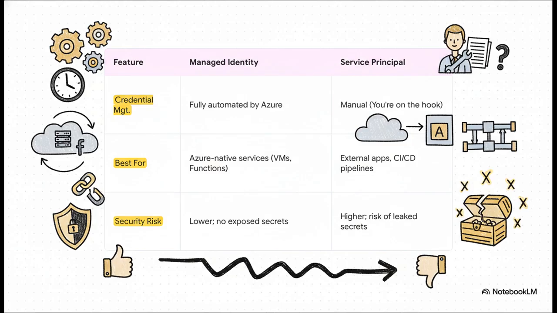So here's the simple rule of thumb. Managed identity is your best friend for anything that lives and breathes inside of Azure. Service principals are for when you need to connect to the outside world. And it just makes sense, right? The security risk is way lower when there are no secrets you can accidentally expose.